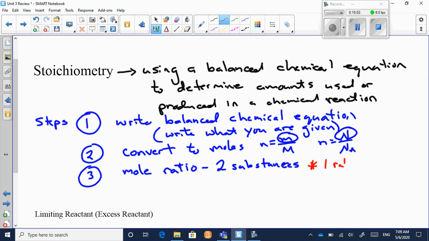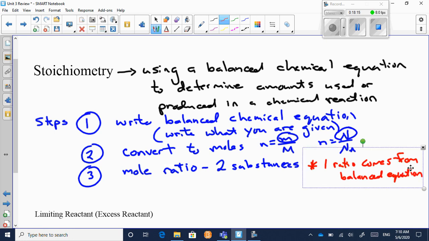One ratio comes from the balanced equation. Okay? But just remember, the 2 things you're going to be focusing on are one thing that you're given something about and one thing that you need. The last step of stoichiometry is convert back to what is required.